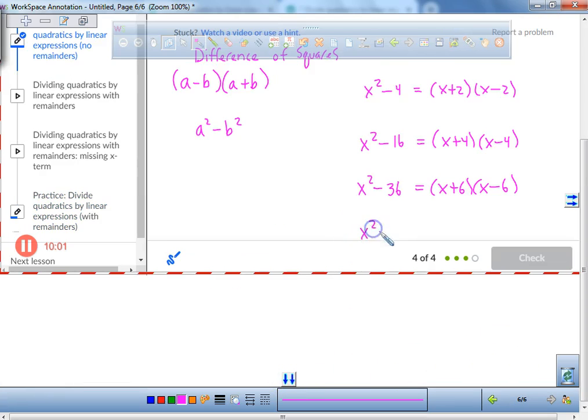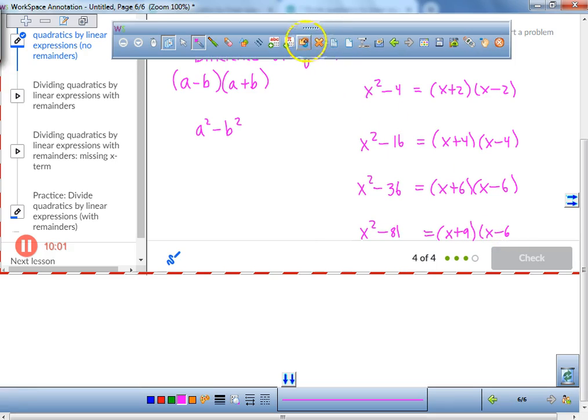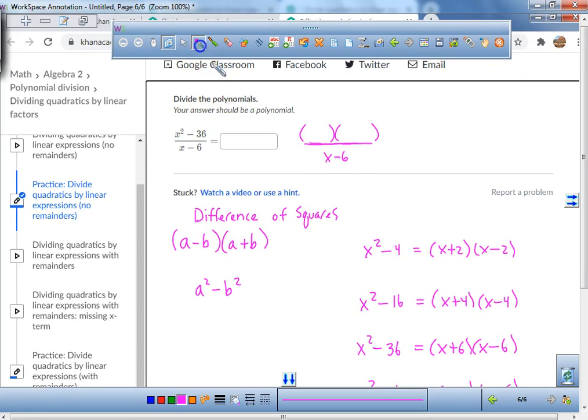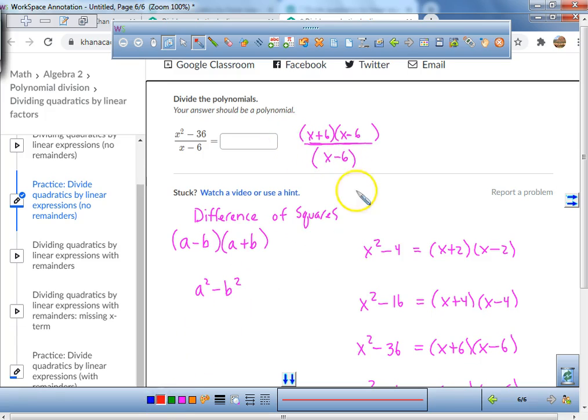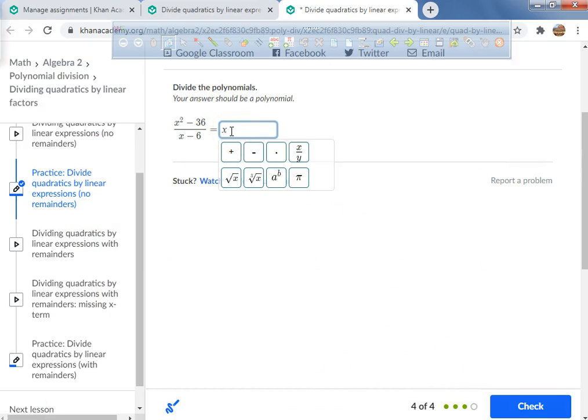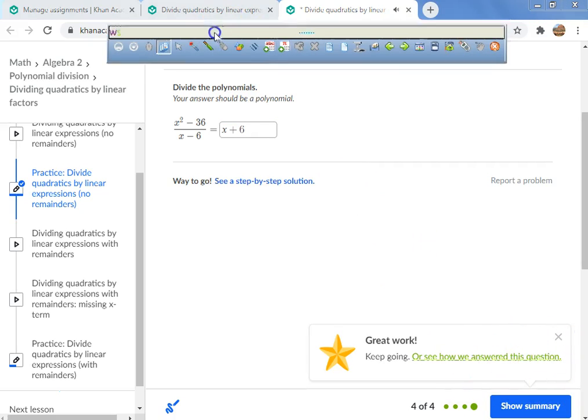So if I said x squared minus 81, that would factor to x plus 9 and x minus 9. There we go. So these are all examples of difference of squares. So I know this is going to factor right here into x plus 6 and x minus 6. What cancels? The x minus 6. What's my final answer? X plus 6. Perfect. Put x plus 6 right there. Got that done.